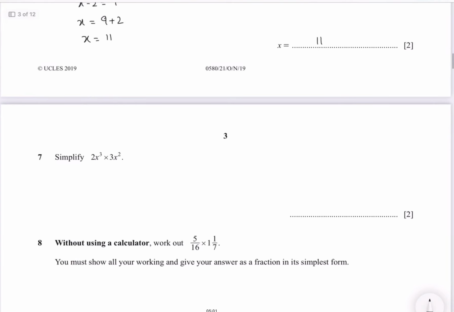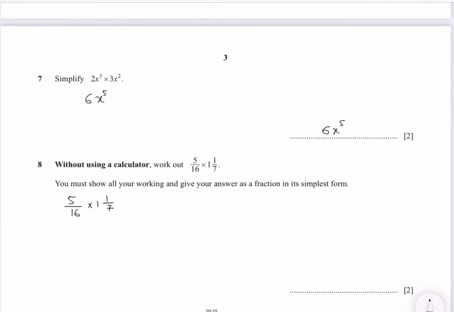Question number 7, simplify 2x power 3 into 3x square. So 2 will multiply by 3 and x power 3 into x power 2. Bases are same, power must be added, so it becomes 6x power 5.